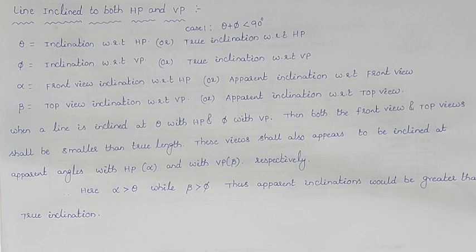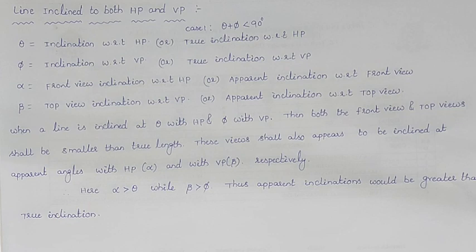When a line is inclined at theta with respect to HP and inclined at phi with respect to the VP, then both the projections shall be much smaller than the true length of the line. Projections means here the front view and top view lengths will be smaller than the true length of the line. These views shall also appear to be inclined at apparent angles with respect to HP.